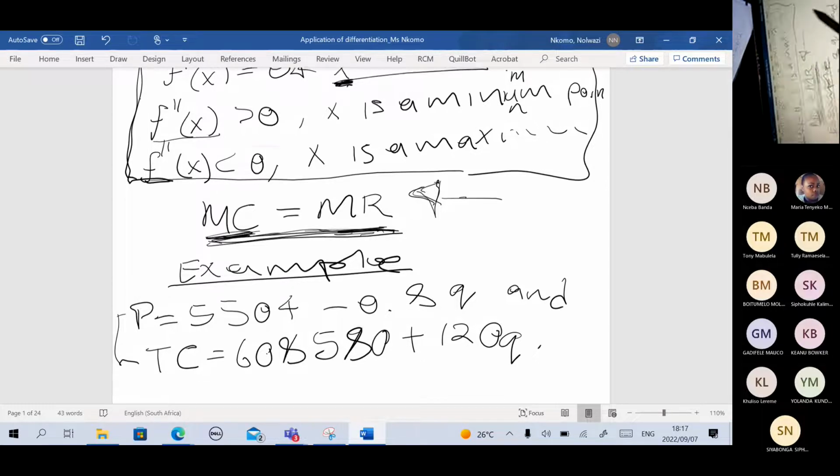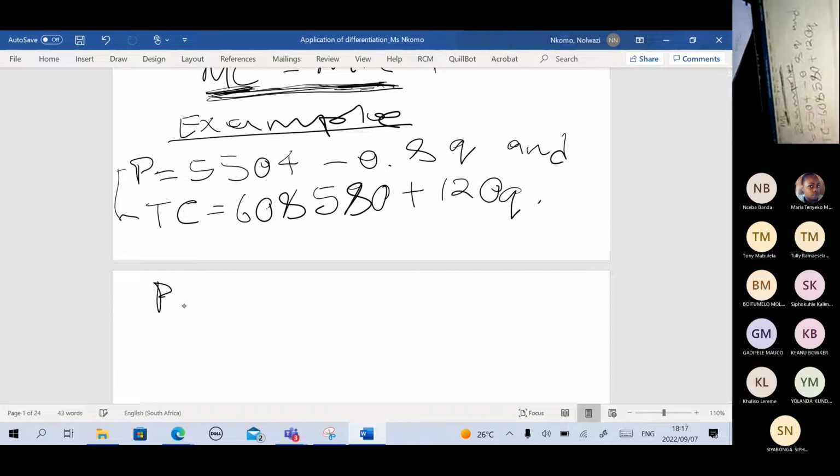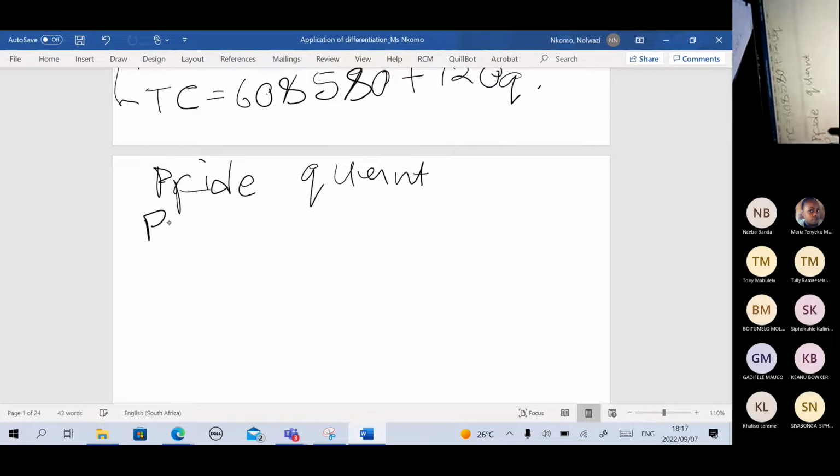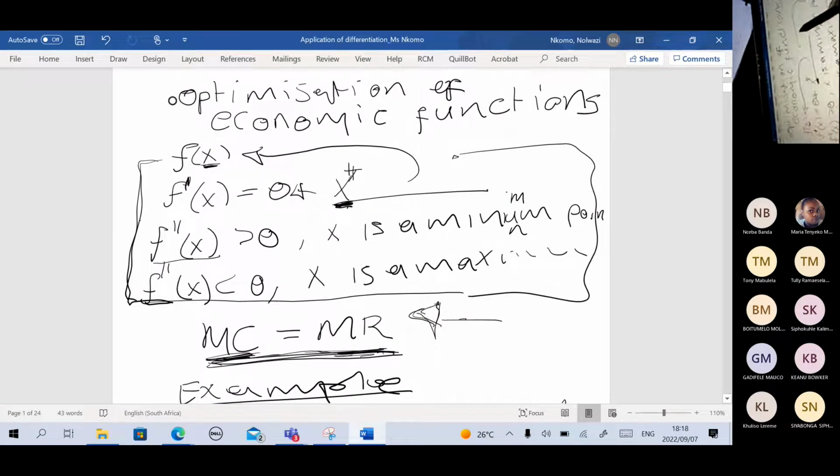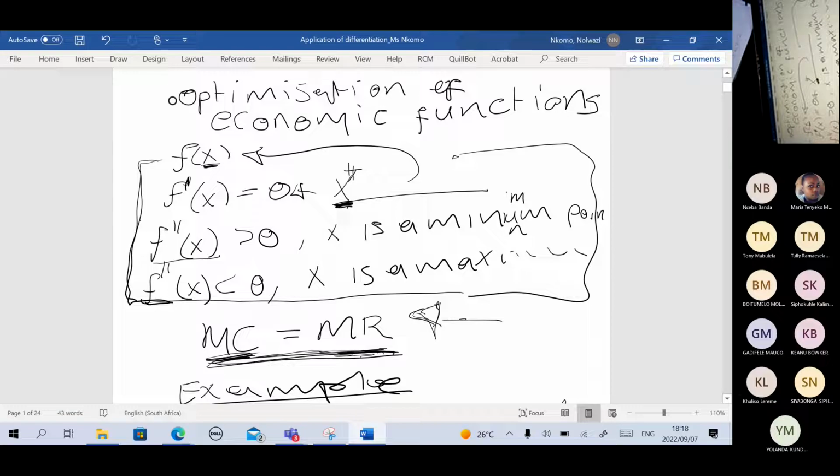Now we are asked to determine the price and the quantity, just P and Q, at which the profit is at maximum. We said the turning points, from chapter 5, are the maximum points, right? And to find the turning point, we differentiate that function we want to find the turning point for.